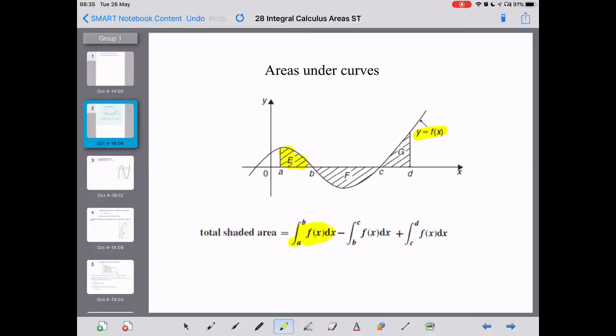If we then want the area of this bit, because that's underneath, we take it away. So that's between the limits b lower bound, c upper bound. And then we get this last bit here between the bounds c and d added on at the end.